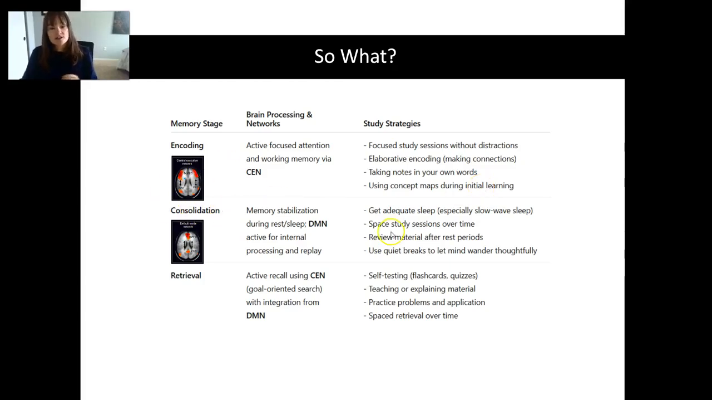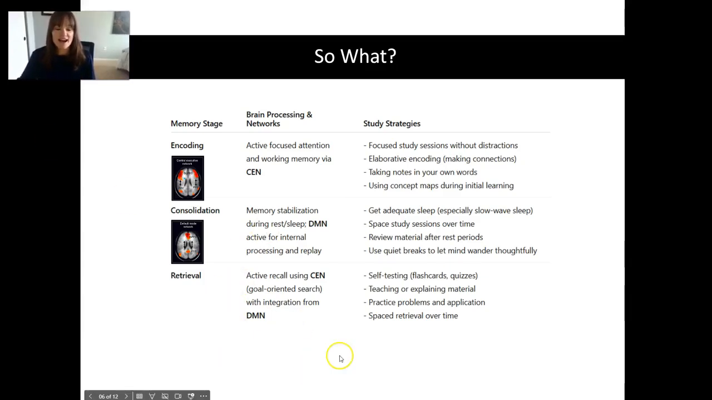All right, so what about consolidation? When you encode that information, it needs to be transferred to different parts of your brain. And I like these images of the different networks because they show just how different parts of your brains are working and how they both work together. Getting adequate sleep is one of the best researched ways to help you with this consolidation. Spaced study sessions. So I'll give you some examples of research-backed ways to do that. Review materials after rest periods. Let your mind wander. Again, how can you do both the encoding and the consolidation together? I'll give you some examples.